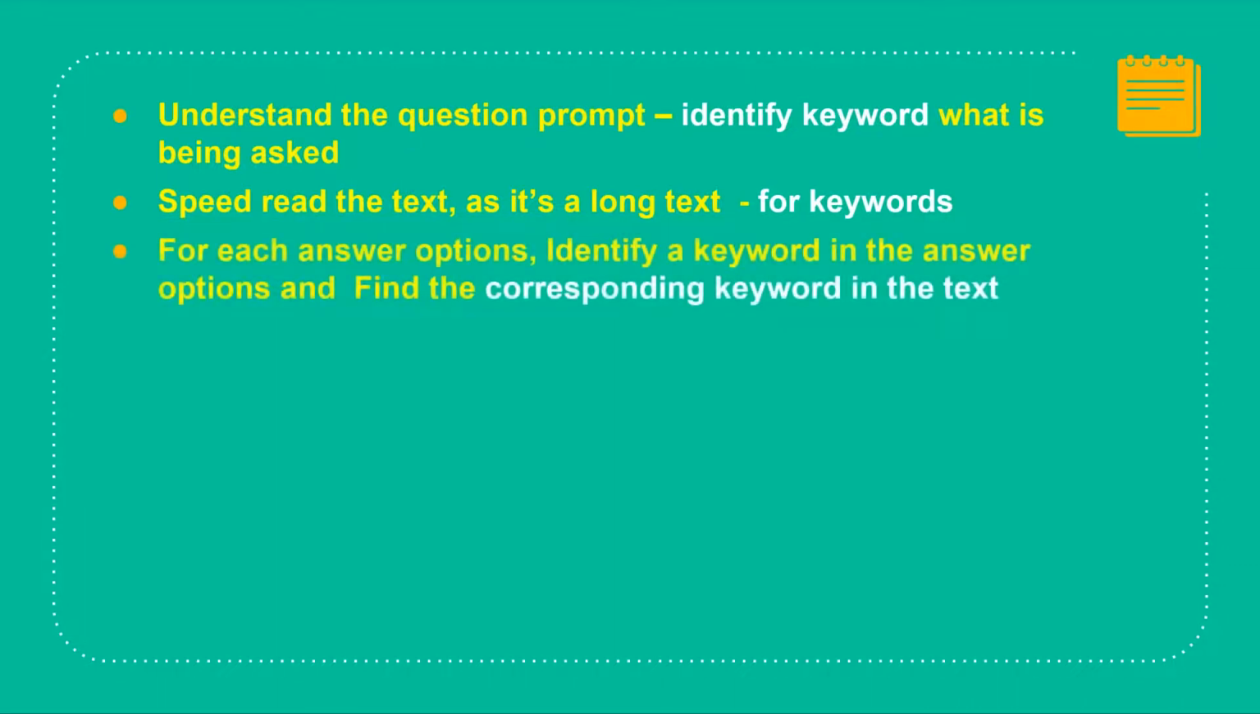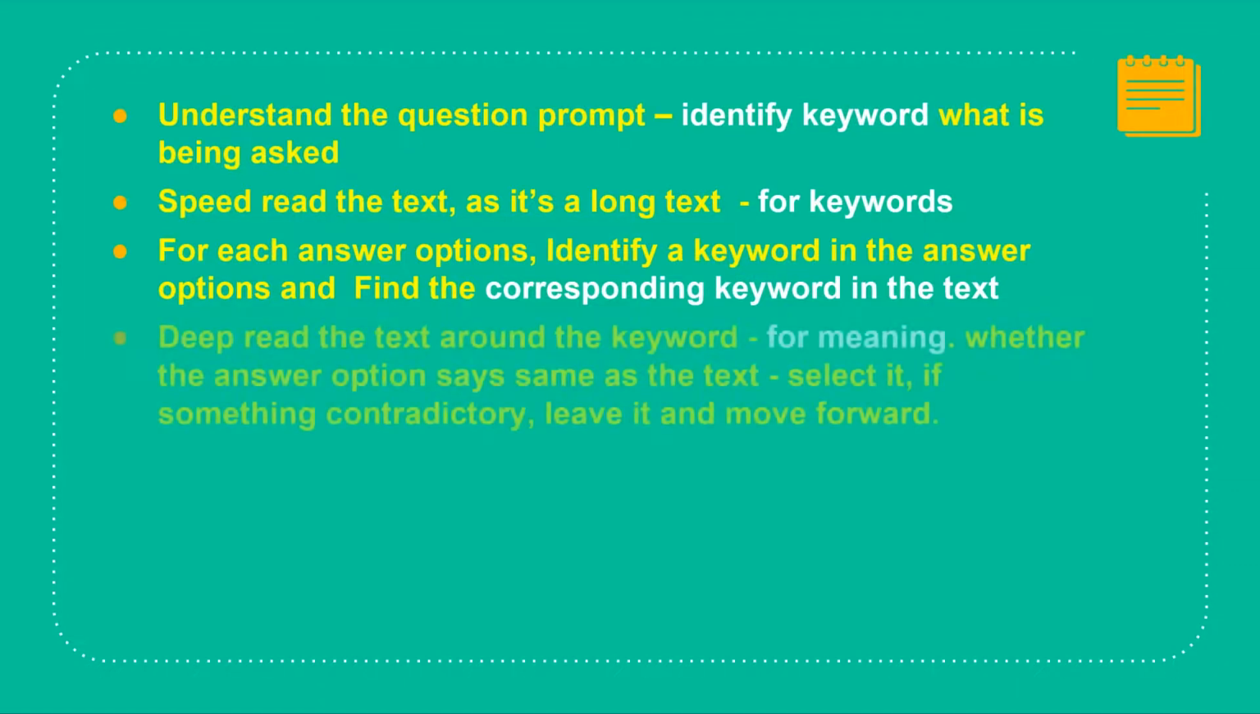Step 3. Now go through the answer options one by one and identify any keywords. Look for the corresponding keyword in the given text. Step 4. Once you locate those keywords in the text, deep read around it and confirm whether the answer option and the text says the same thing. If yes, you select it. If no, then you move to the next answer option and repeat steps 3 and 4.